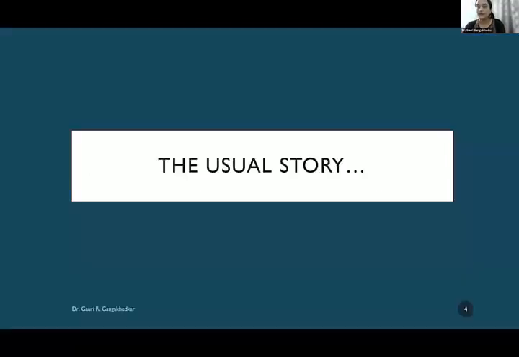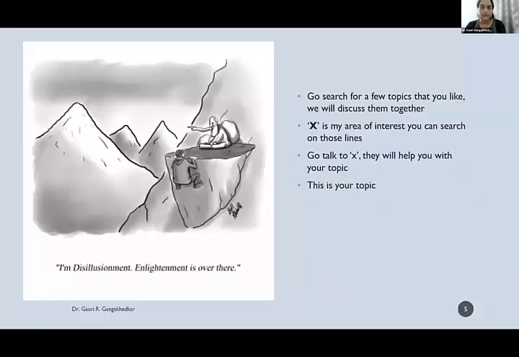What is your usual story when you join MD or DNB? You go to your guide and you say, sir, ma'am, I'm your student and I've come to you for a thesis topic. So you will get these standard set responses. I'm fairly a new teacher, but I've been an SR also before. And we have like 30 students a year for MD at TMH. I used to work at KEM before, where also we had 30 students each. So the response is: go search for a few topics that you like, put together a list, and then come back to me and we'll discuss them together.